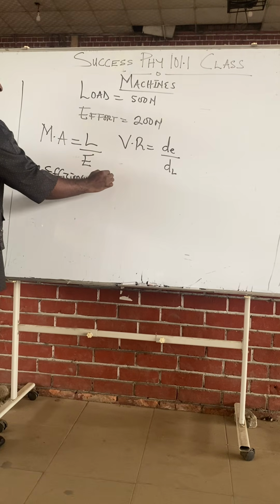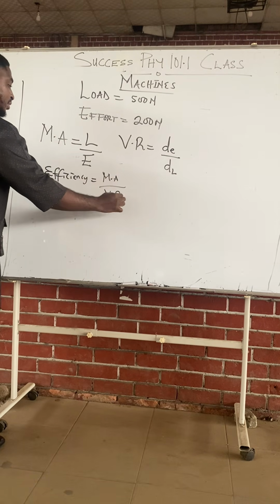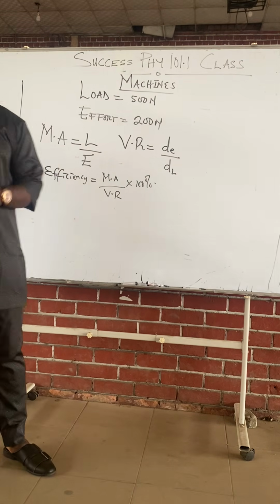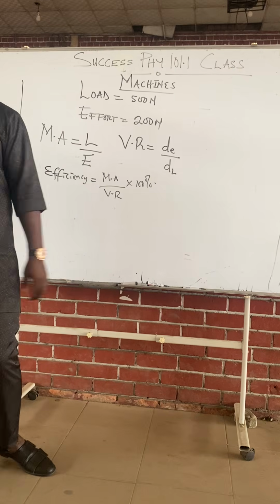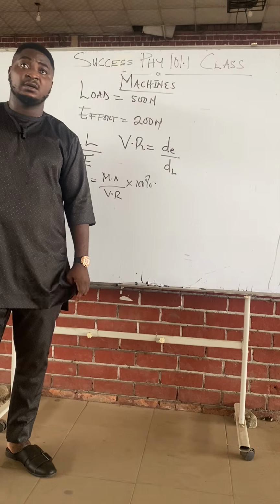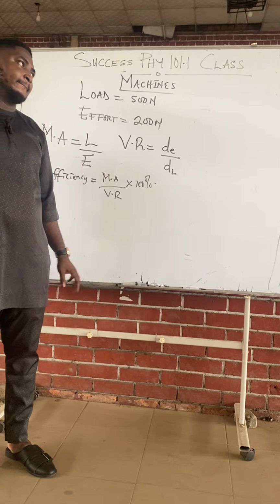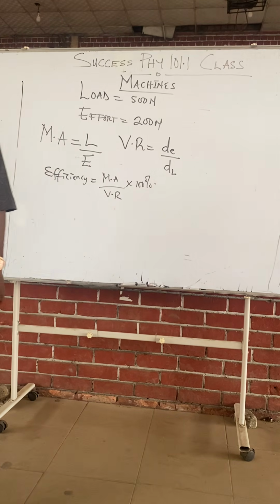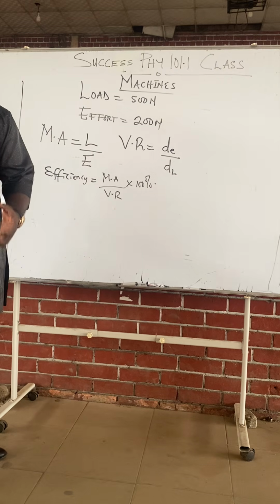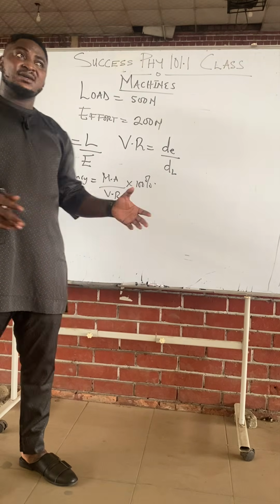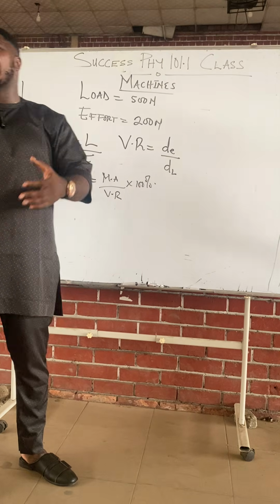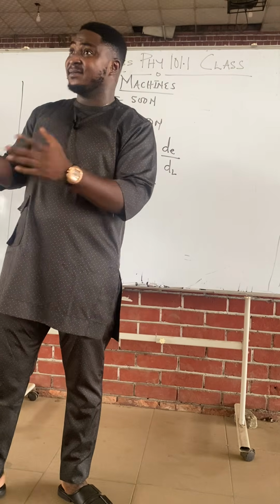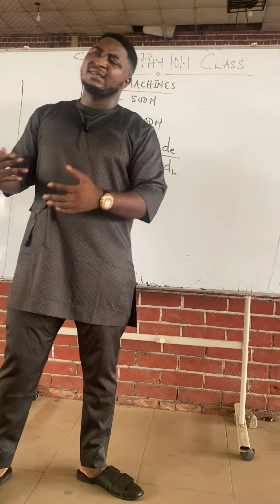Then we have efficiency. The efficiency of a machine is the mechanical advantage divided by the velocity ratio times 100%. Class, no machine is 100% efficient. A machine that has 100% efficiency is called an ideal machine, in case you ask in the exam. But no machine is 100%, but just if they ask you.